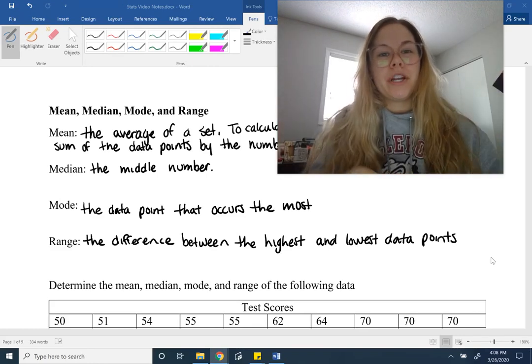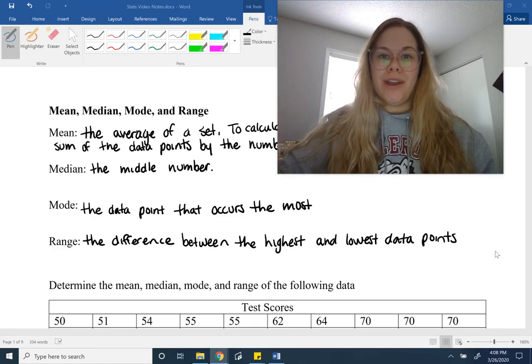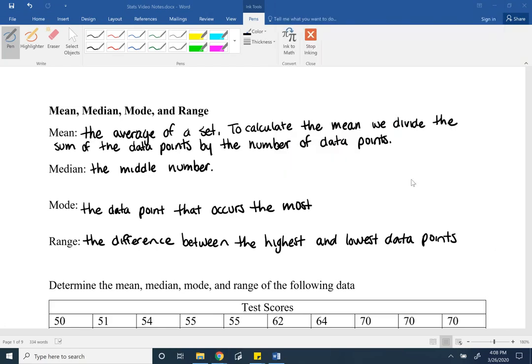Hey everyone, what we're going to be talking about today is mean, median, mode, and range. Let's get started. All right, so what I've got here already is a few definitions already written out. I will explain each as we go along.